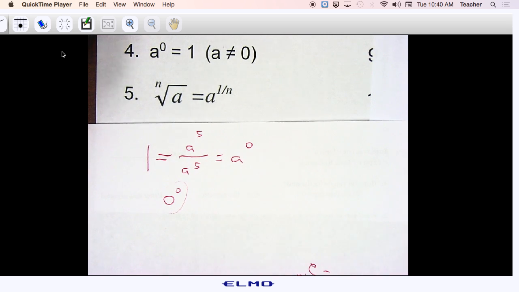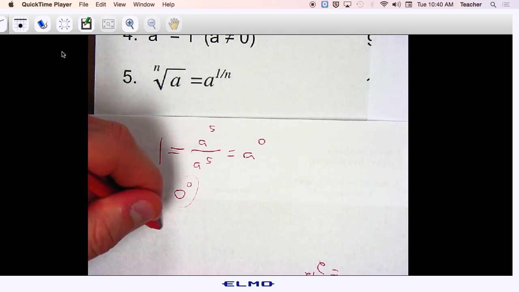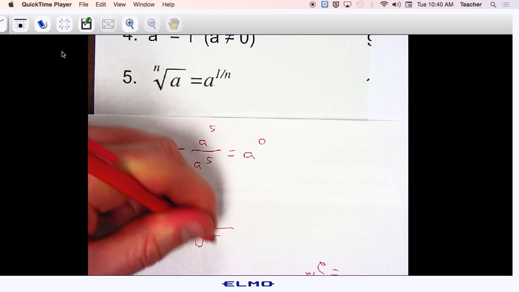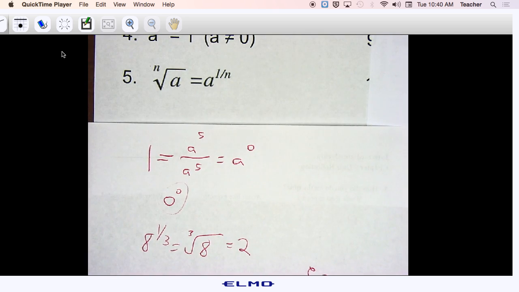Number 5, roots turning into exponents. So if you take the nth root of something, that's a rational exponent, and the n tells you the denominator. And so if you see something like 8 to the 1/3, that means take the cube root of 8, which of course is 2. Okay, so we're halfway done. So nth root is a rational exponent.